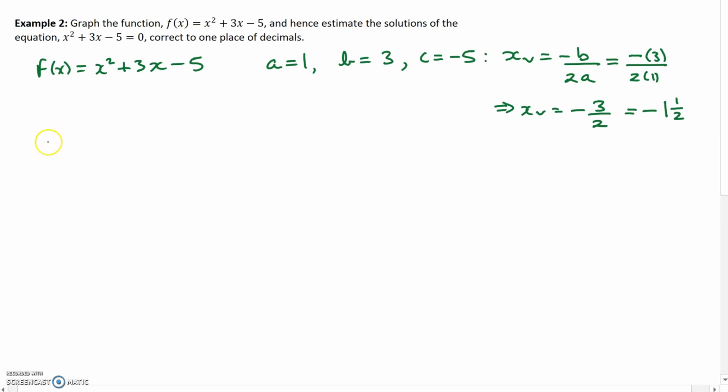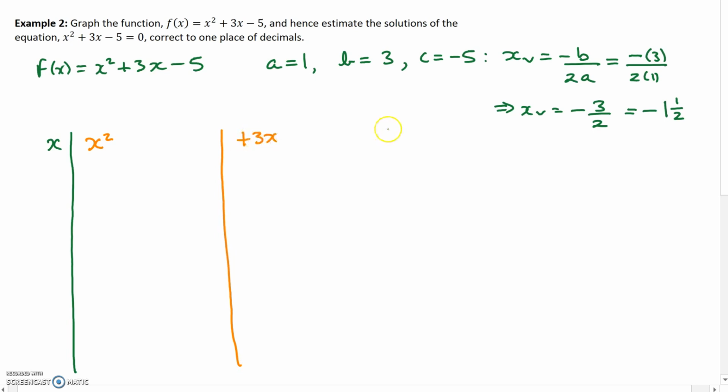Okay, so let's make our table. We're going to have x, and then we'll do x squared and leave a little bit of room. And we'll do plus 3x and leave a little bit of room. And we'll do negative 5, and no room really needed for the negative 5. Next one's going to be y.